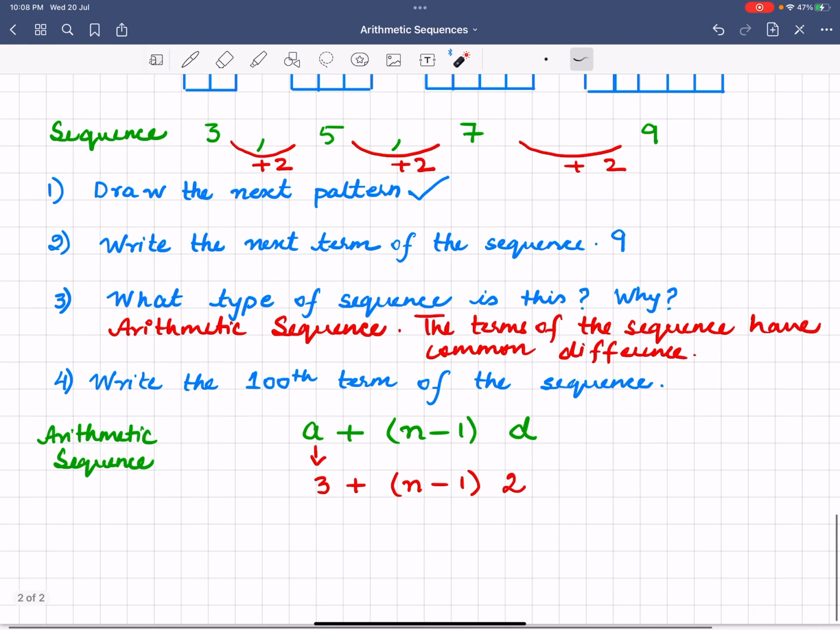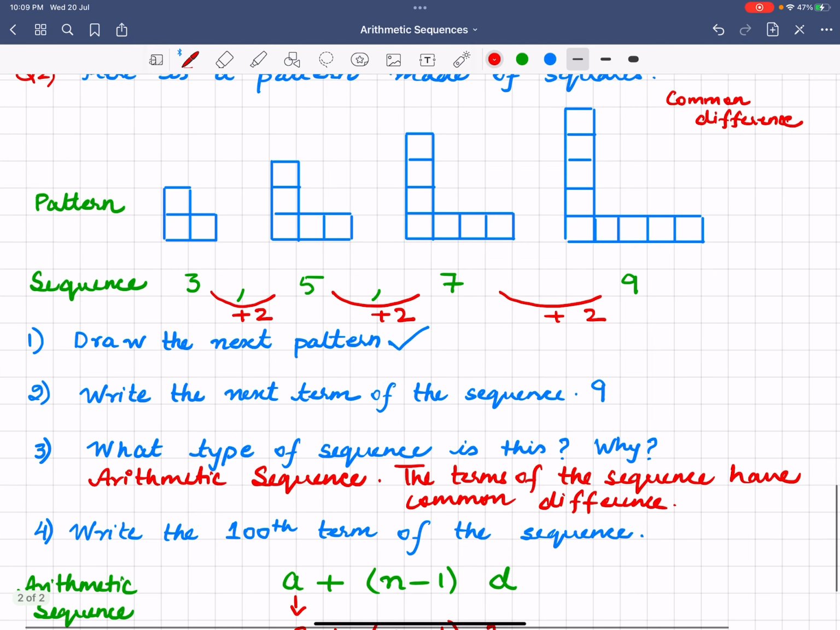So let's work it out. That will give us 3 plus 2n minus 2. Now the two like terms here are 3 and negative 2, as they both are constants. So 3 minus 2 gives us 1, and the answer will be 2n plus 1. So this is the formula for the above sequence. The formula for this sequence is 2n plus 1.